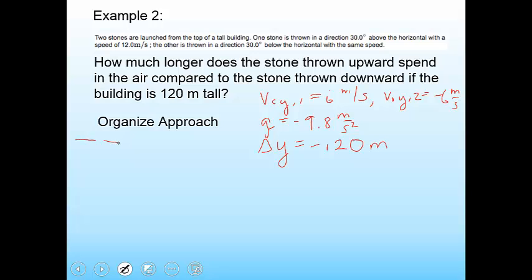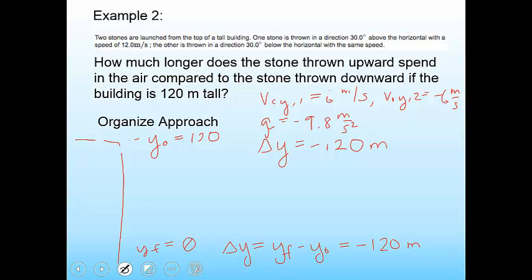So how do we know it's a negative 120 meters? It's because we have y naught is equal to 120, and y final is equal to 0. Delta y is defined as y final minus y initial, which is negative 120 meters.